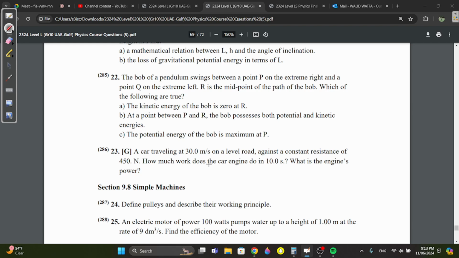Question 23. A car traveling at velocity 30 meters per second is on a level road against a constant resistance of 450. How much work does the car engine do in 10 seconds? I think we just solved this actually. The force is 450 times the distance, which is 30 times 10 because x equals velocity times time, so 300. So this is going to be 135,000. And we want the power. Power is work divided by time, which is 135,000 divided by 10, which is 13,500 watts.